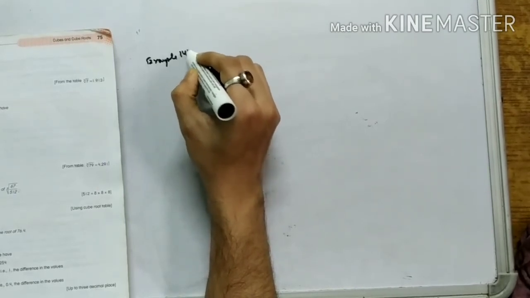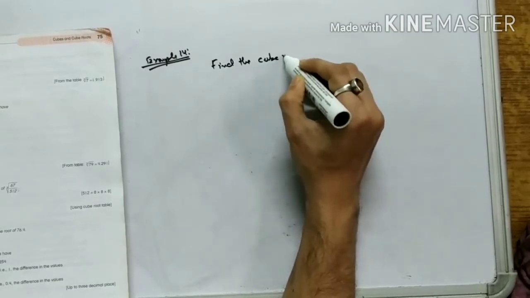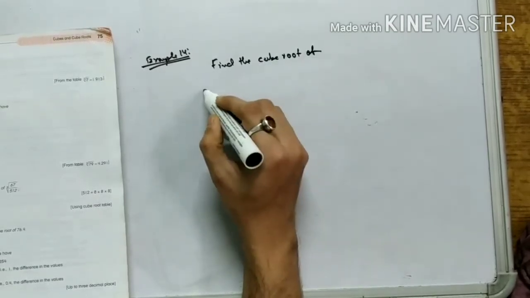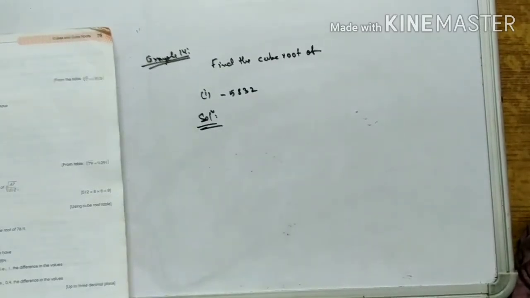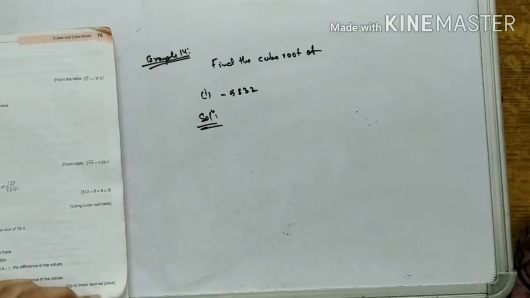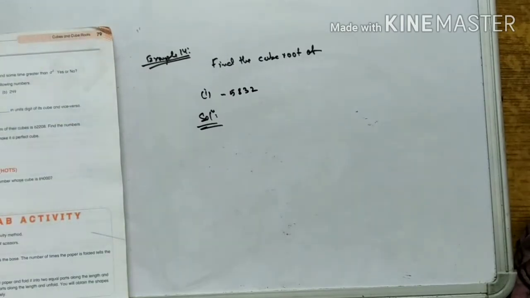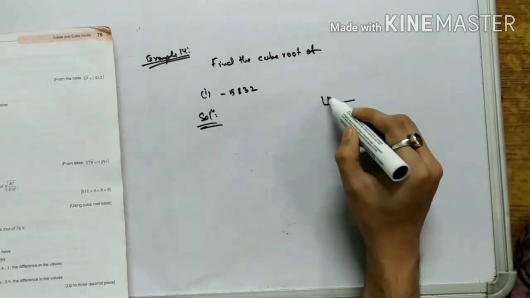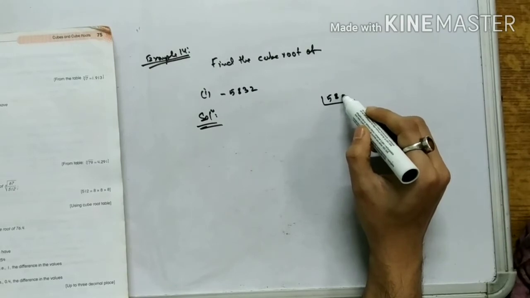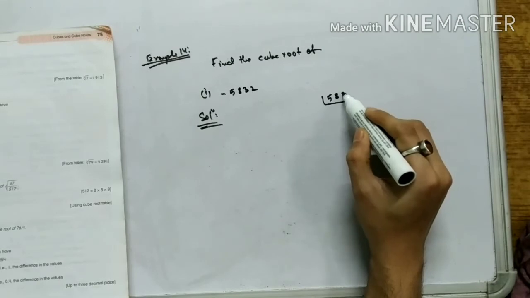example 14 you see. Find the cube root of minus 5832. Find the cube root of minus 5832. So in here again I will take out the prime factorization of 5832.